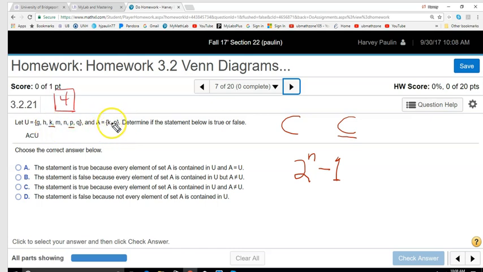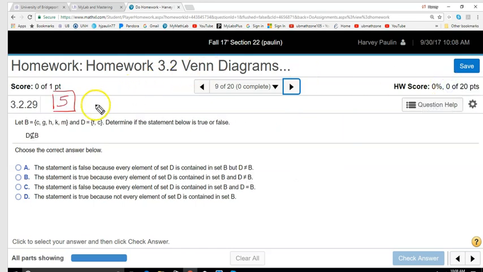So this is a subset, but is it a proper subset? Does it have at least one fewer element than this? Yes. Now, which letter then does it match with? And it's C. It's true because set A is contained in set U, but set A does not equal set U. It is a proper subset.